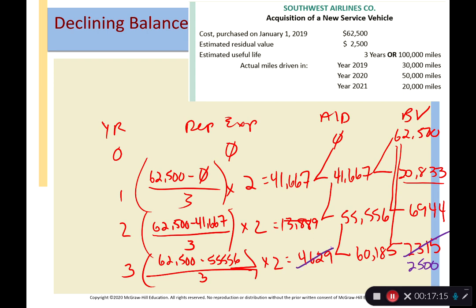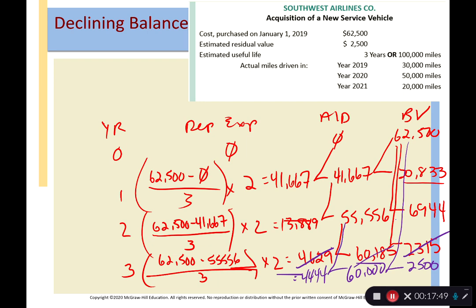So we have to manually override our depreciation, reducing it by that 185. So 4,629 minus 185 gives me 4,444. That is going to make my new accumulated 60,000. Which then makes the book value 62,500 minus 60,000, or 2,500, which is what I want it to be.